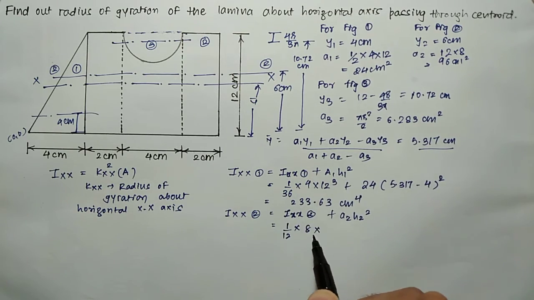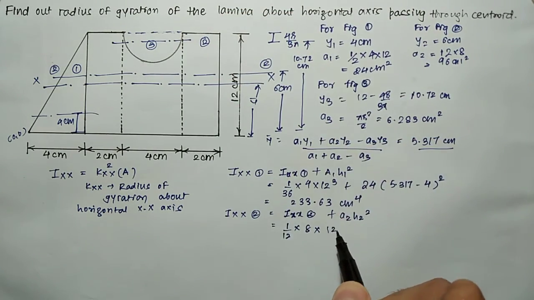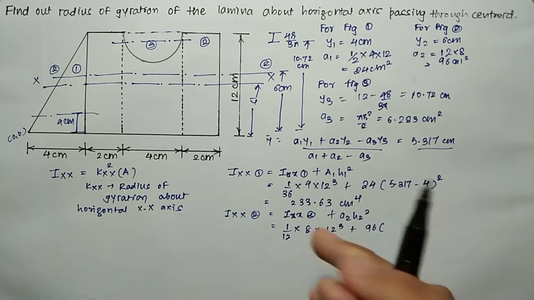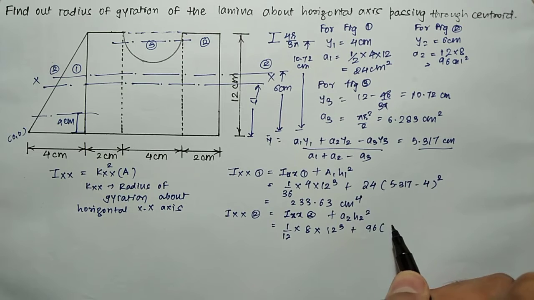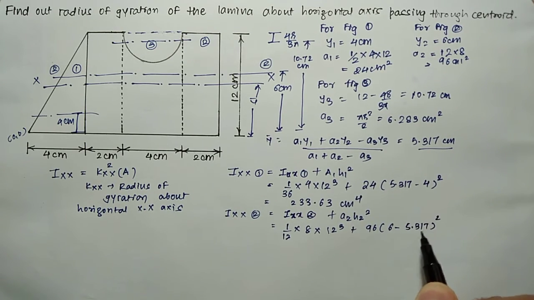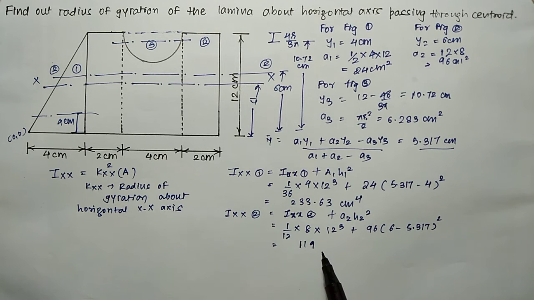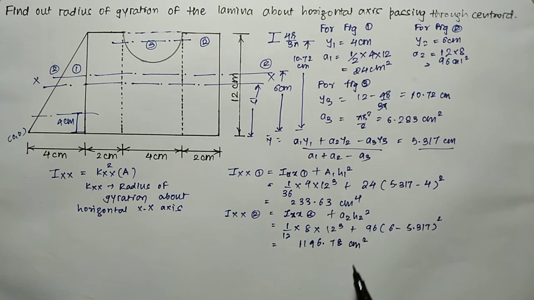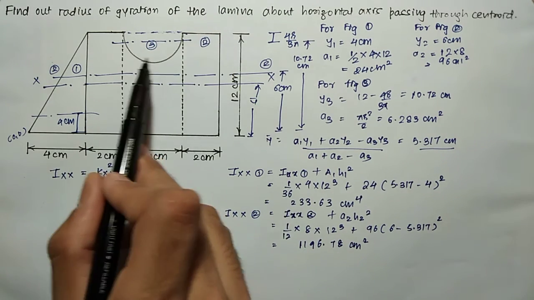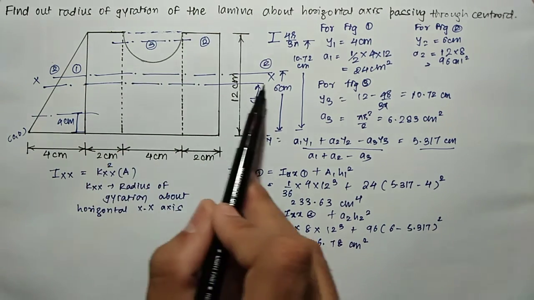So 8 into d cube, that is 12 cube, plus A2 that we have determined as 96 into h2, that is the distance between these two axes, and it is nothing but 6 minus 5.317 square. So we will be getting the value of Ixx2 as somewhat 1196.78 centimeter raised to 4. Now we need to determine the moment of inertia of this semicircular region above this axis xx.